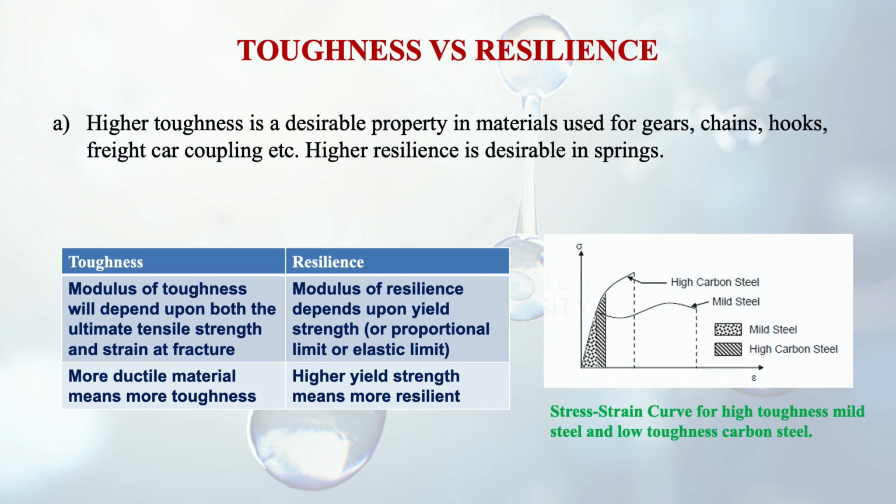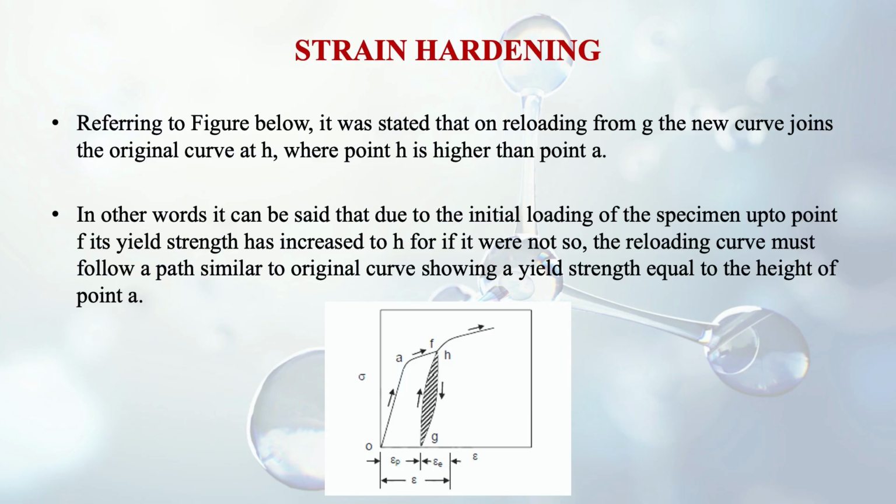So now let's discuss strain hardening. What is strain hardening? Let's refer to the figure which is given here. It is showing strain hardening. It was stated that on reloading from G, the new curve joins the original curve at H, where point H is higher than point A. So we are going beyond the point A. Earlier it was at A, the yield point. Now it is going beyond that.